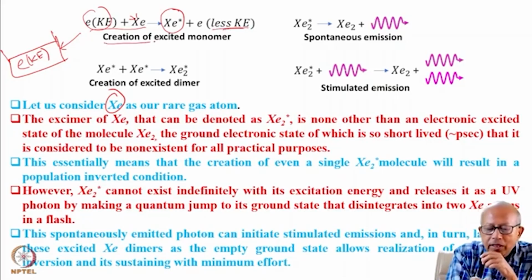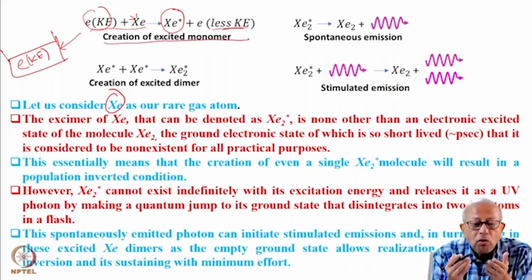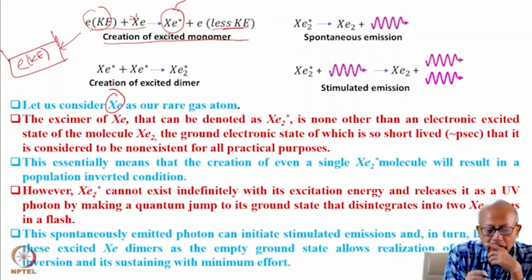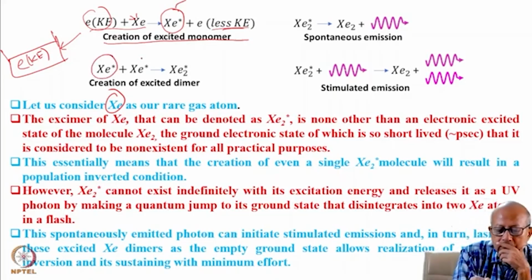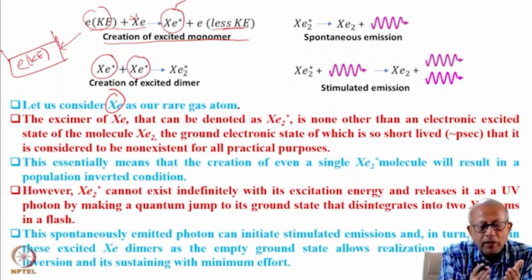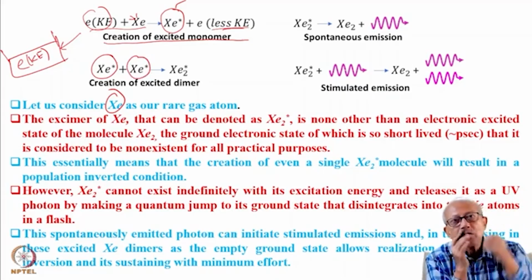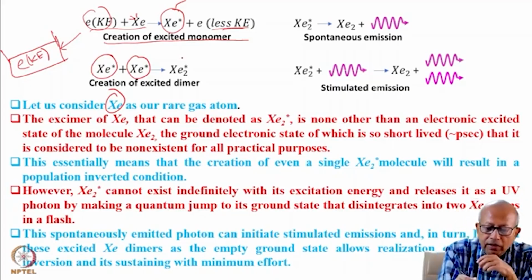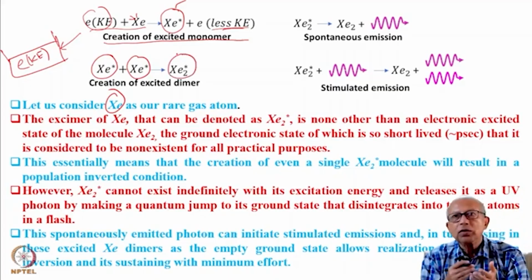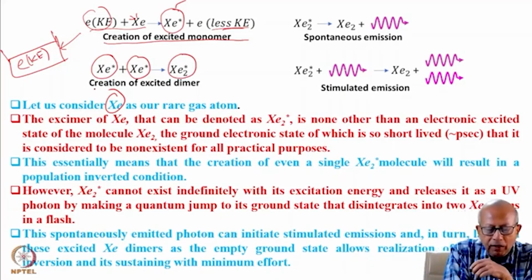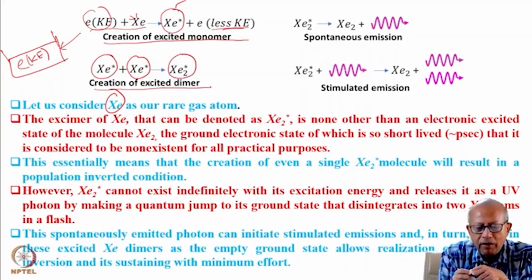This is creation of an excited monomer, only one. It is an excited monomer. Then when two such monomers combine, because they are now chemically active, their electronic shell is not full. So they form molecules just like the formation of any other conventional molecule. So then it becomes an excited dimer, or excimer.